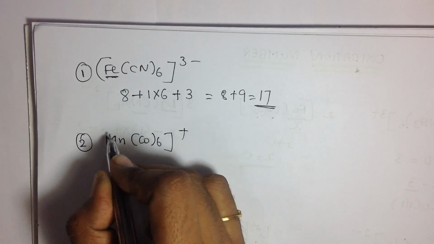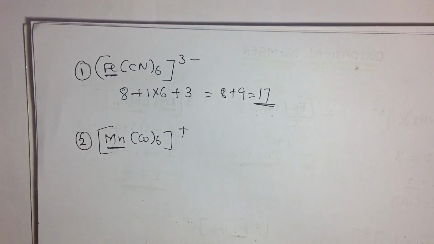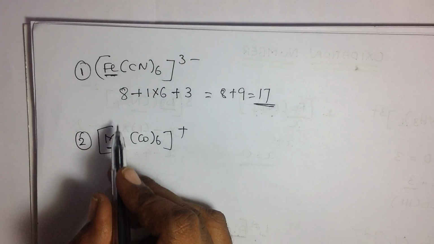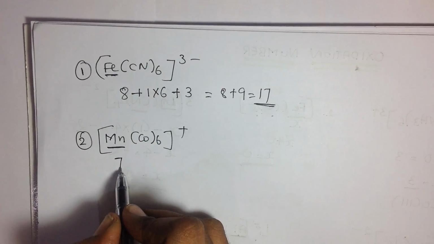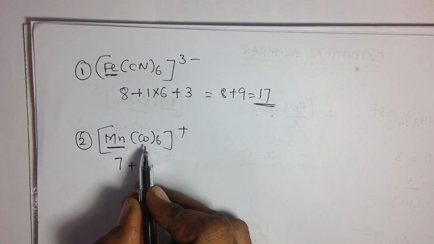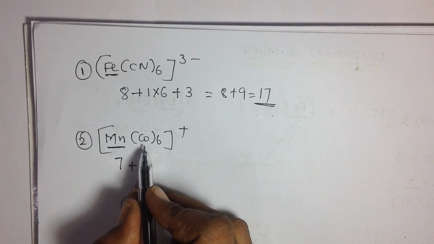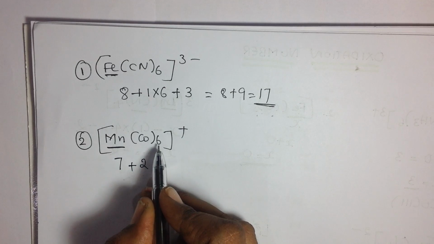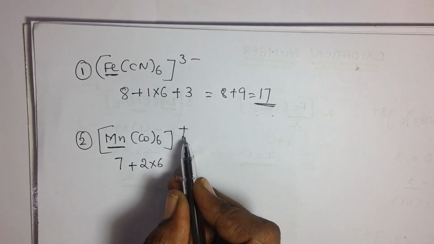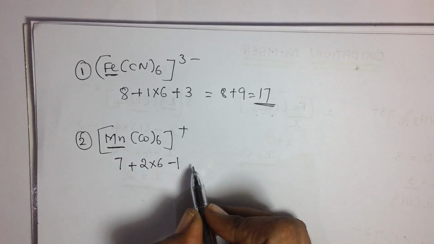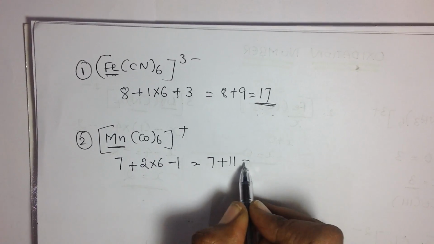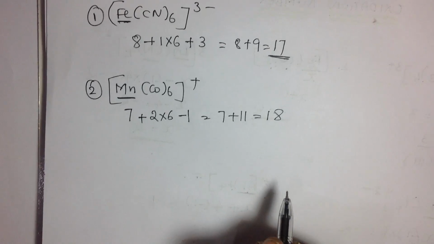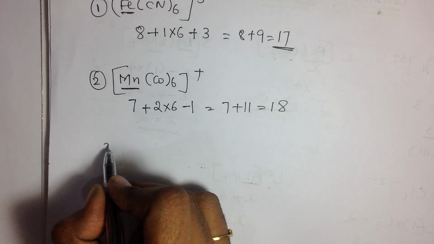Second one, Mn(CO)6 plus. In the case of manganese, how many valence shell electrons are present in the metal? 7. Plus how many electrons does CO donate to the metal according to the neutral atom method? 2, and how many are present here? 6. Plus the charge, we will take minus 1, that is nothing but 7 plus 11 equals 18. Next, let us see the third example.